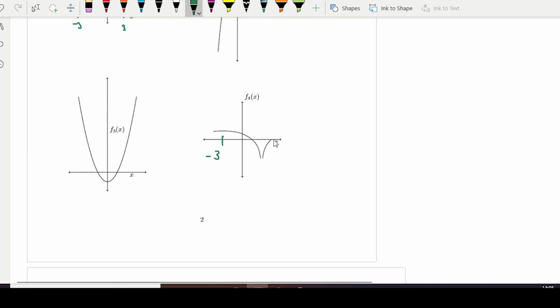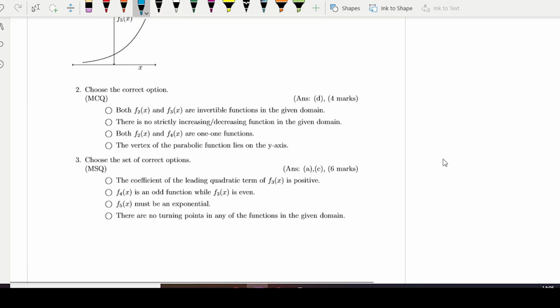So it is defined in minus 3. Let us suppose it is 3 and it is 2. So at 2 it is not defined. So based on this graph we have to choose some option, okay. So question number 2 is asking whether both f2 and f3 are invertible functions. Invertible function means inverse, okay.